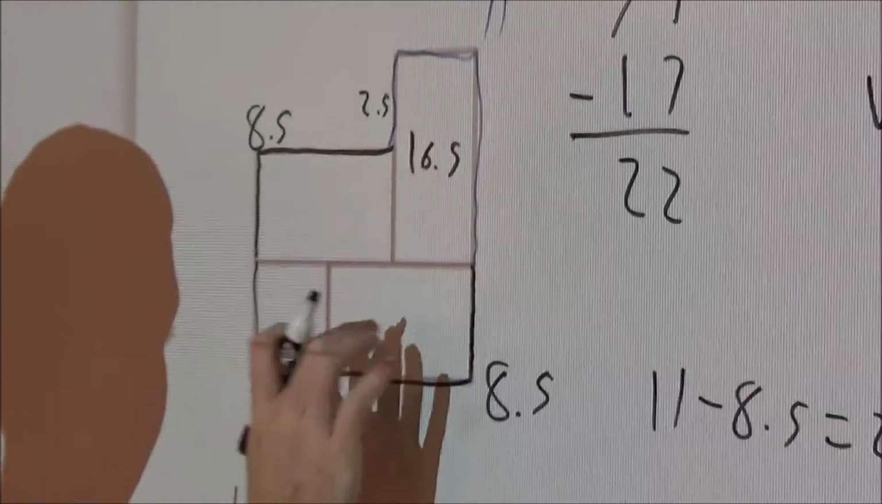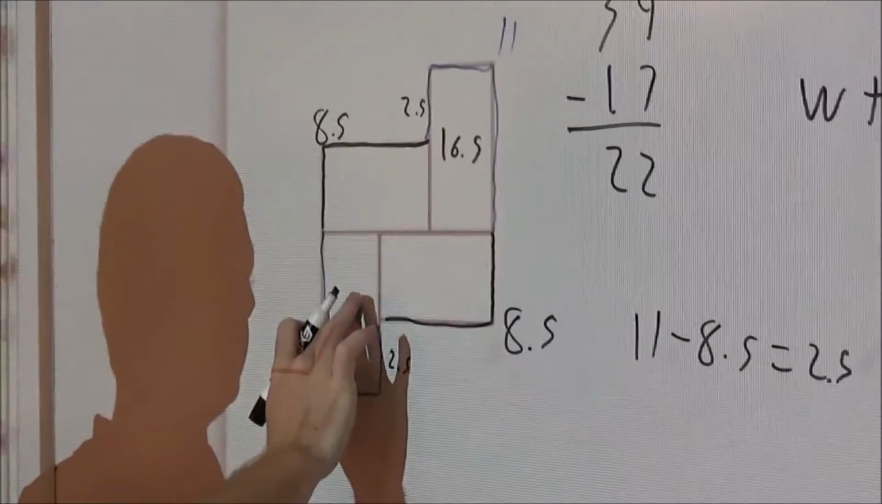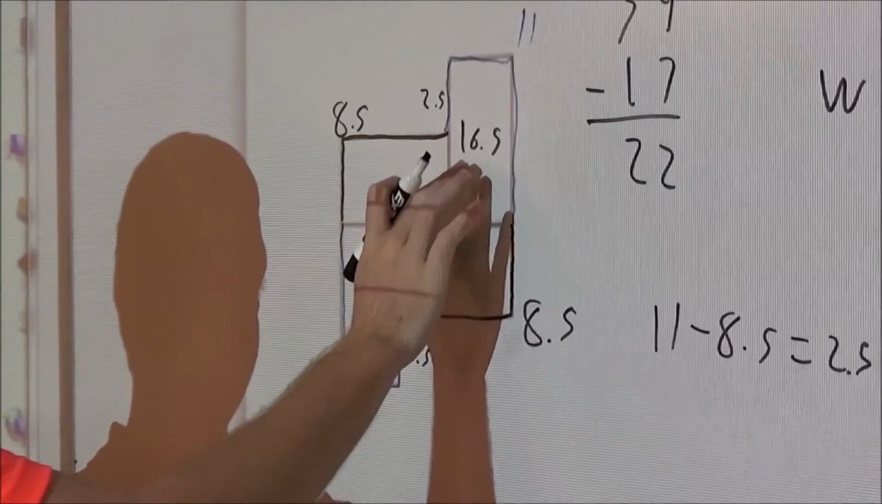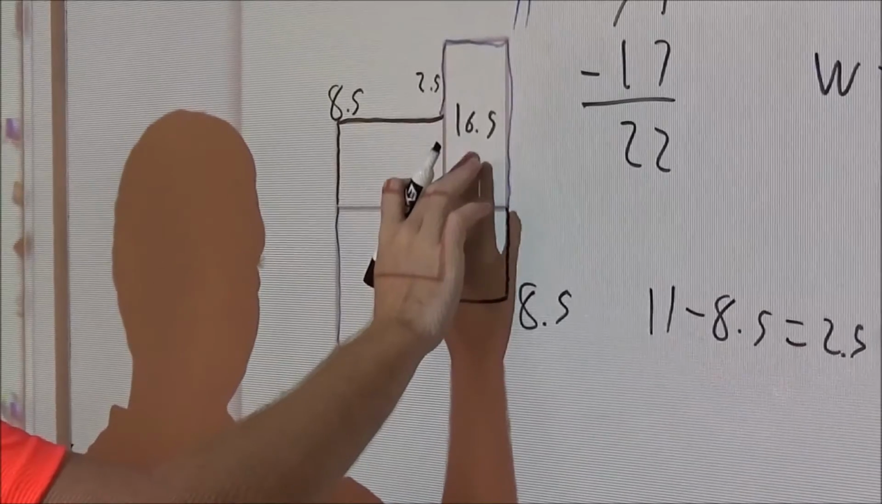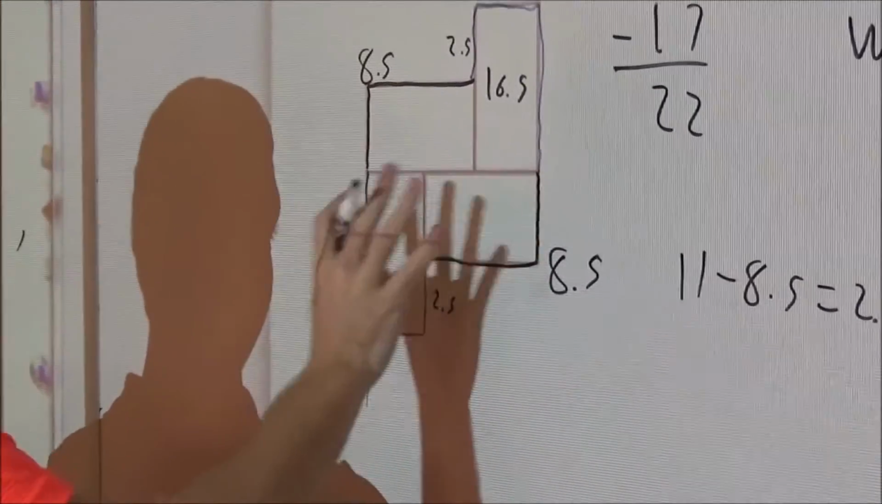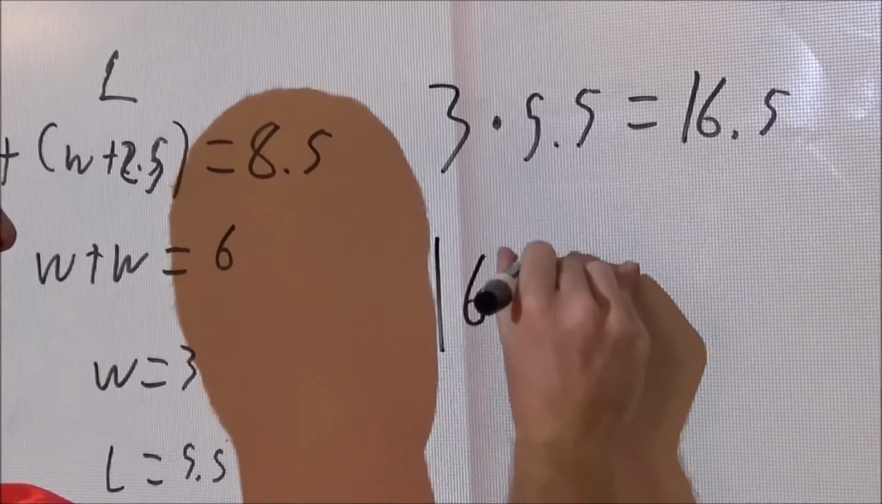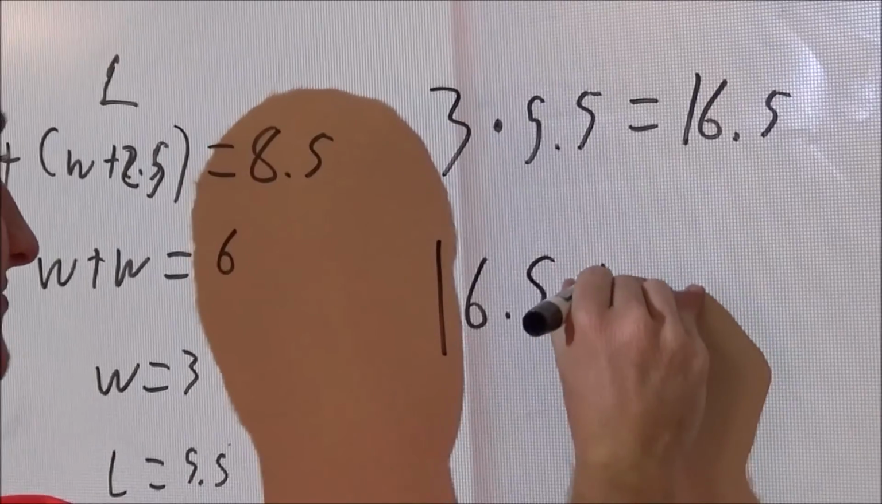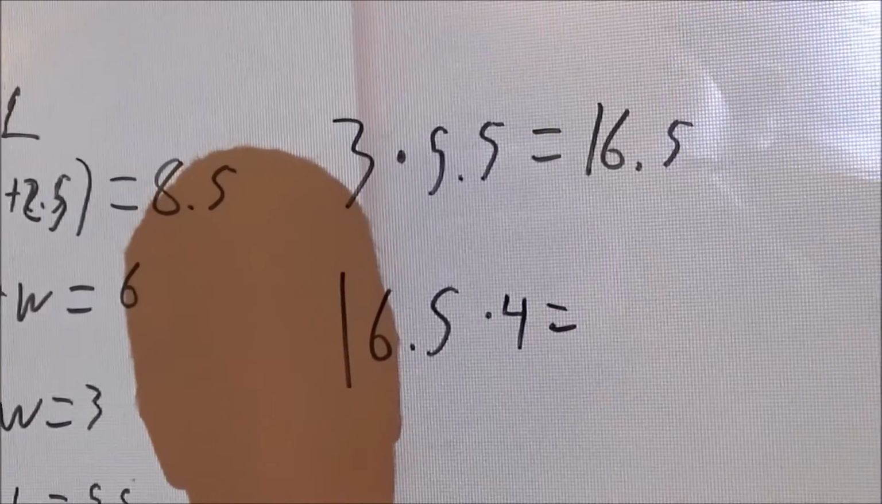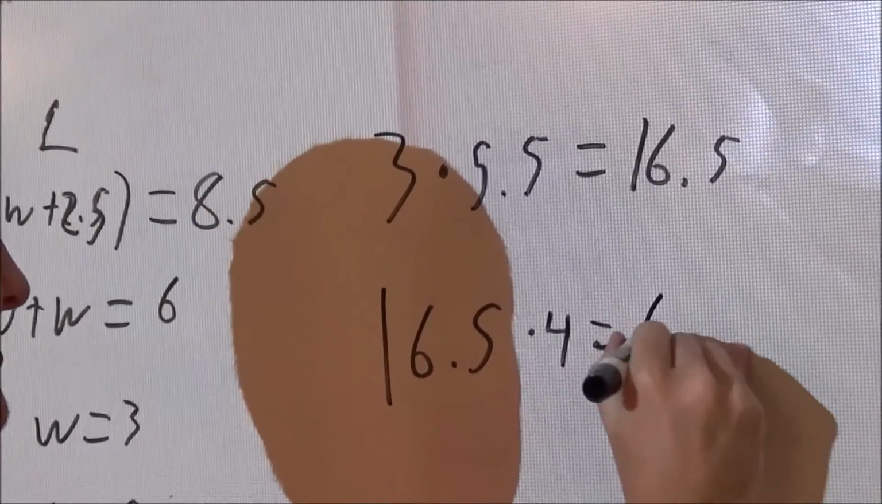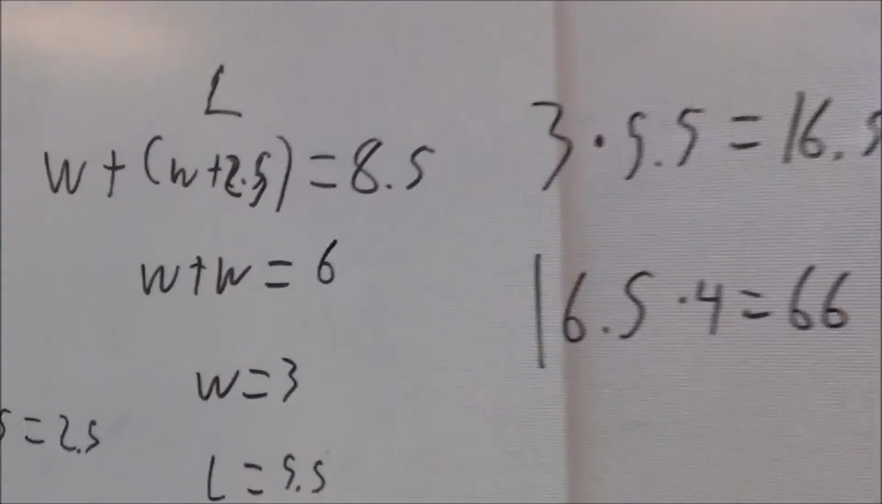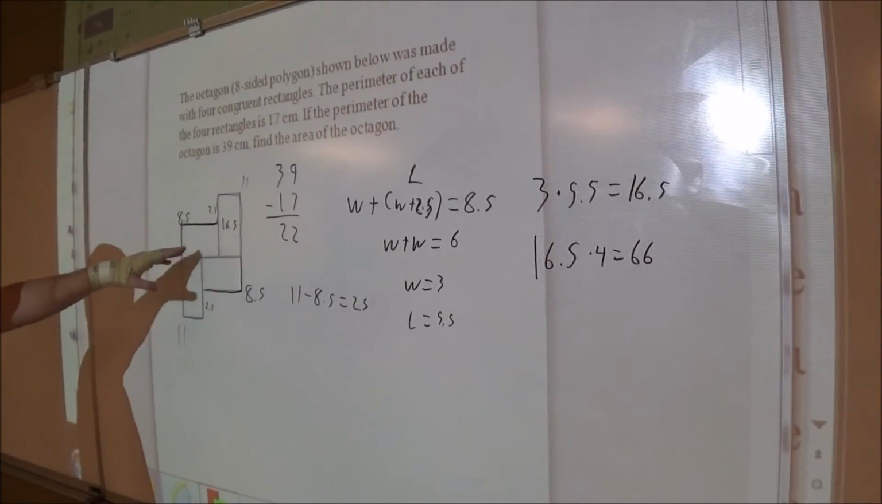We also know that we have 3 more rectangles. So what we're going to do is we're going to take our area of this rectangle, 16.5, and we're going to multiply it by 4 to give us the area of the entire shape. So we come back over here, we're going to do 16.5 multiplied by 4, and that gives us 66. And 66 is the area of this entire shape.